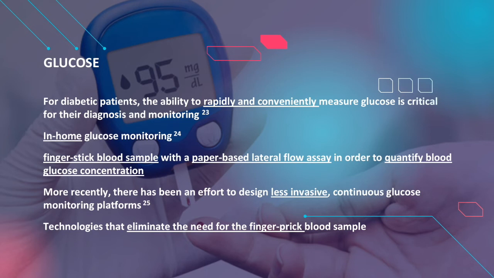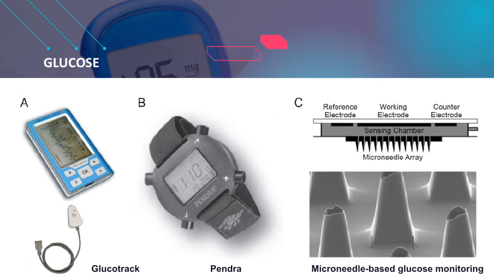In-home glucose monitoring assays are available, and the finger-stick blood sample with a paper-based lateral flow immunoassay is used to quantify the blood glucose concentrations. However, more recently, there has been an effort to design less invasive continuous glucose monitoring platforms with technologies that eliminate the need for the finger prick blood sample. Examples of such technologies using microfluidics include the GlucoTrack, Pendra, and microneedle-based glucose monitoring.